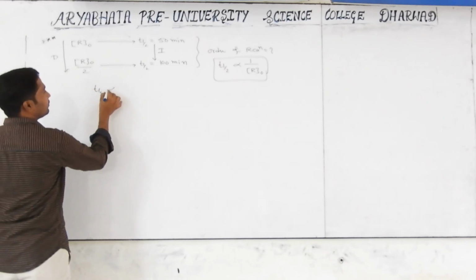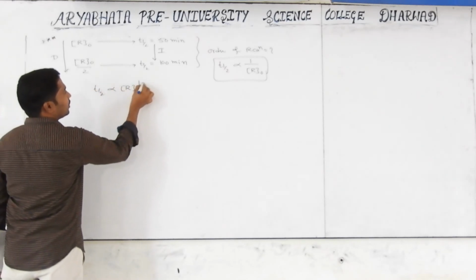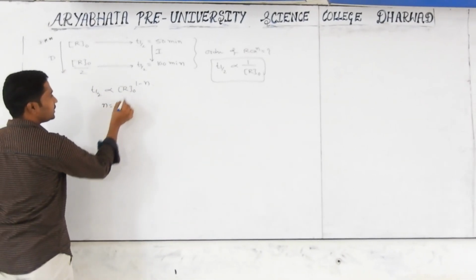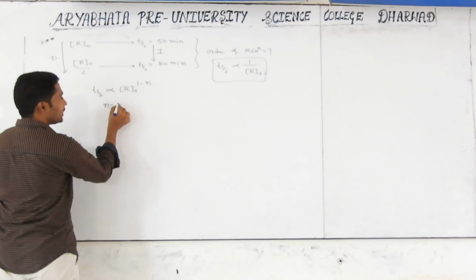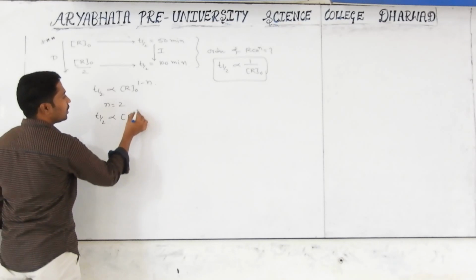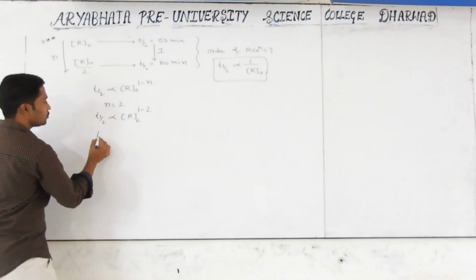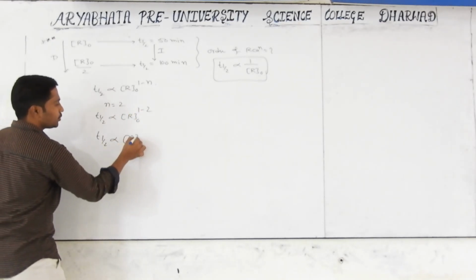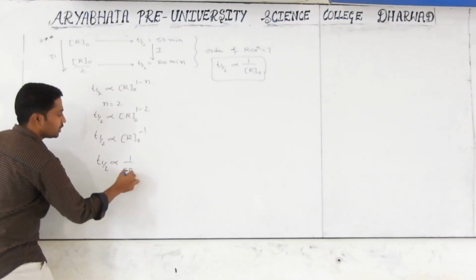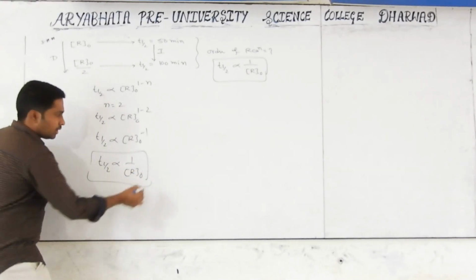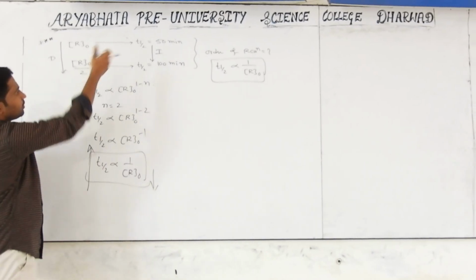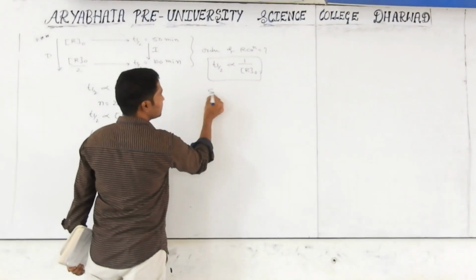Half-life time is directly proportional to R0 power 1 minus n. We want inversely proportional, then we have to take n equal to which order? You take second. Then what are we getting? T half is directly proportional to R0 power 1 minus 2. 1 minus 2 means T half is directly proportional to R0 power minus 1. Then half-life time is inversely proportional to R0. Means initial concentration is decreasing, half-life time is going on increasing. Yes, that's what is happening here. That's why it is which order reaction? Second.